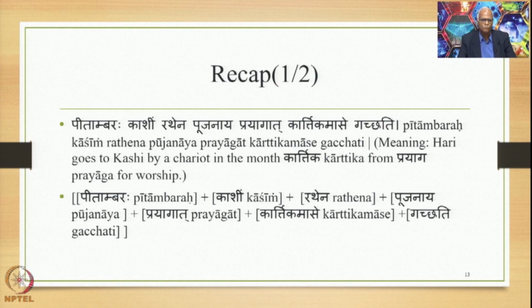To take a recap, we have a complete sentence over here: Pitambaraha Kashim Rathena Pujanaya Prayagat Kartikamase Gachati. The meaning is, Hari goes to Kashi by a chariot in the month of Kartika from Prayaga for worship. Now here we have the padas demarcated from each other using square brackets. There are two main square brackets indicating that this is a sentence having other square brackets inside. So Pitambaraha plus Kashim plus Rathena plus Pujanaya plus Prayagat plus Kartika Mase plus Gachati. This is the sentence.